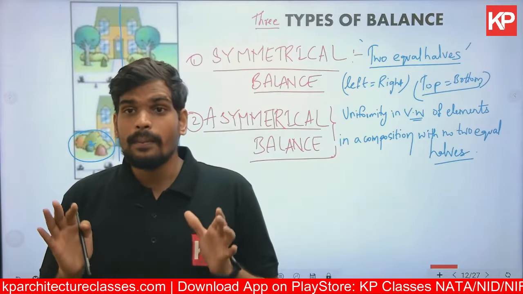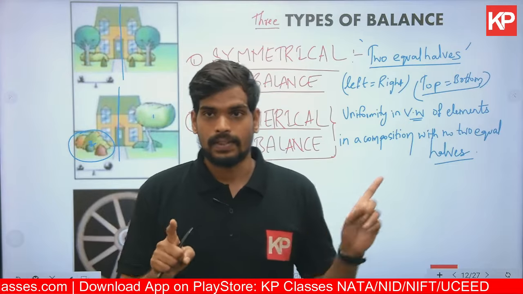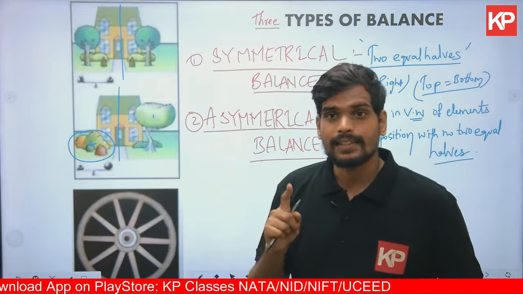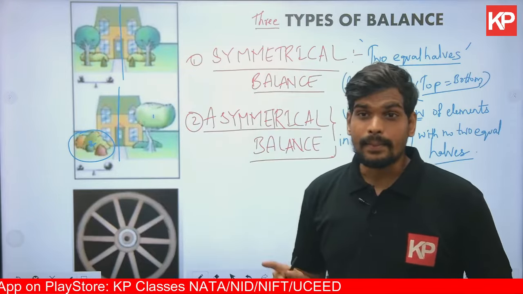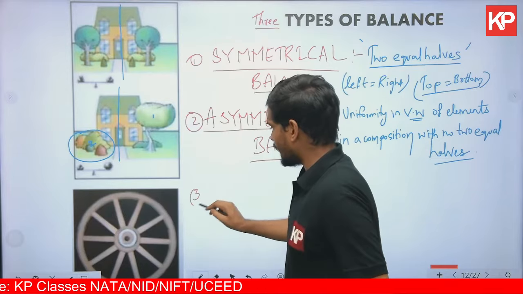So it is basically uniformity of the visual weight of the elements in the composition where there are no two equal halves. If I draw a line, there are no two equal halves, but there is still a balance in the composition. That is the second type of balance, that is asymmetrical balance. The third and final type of balance is radial balance.